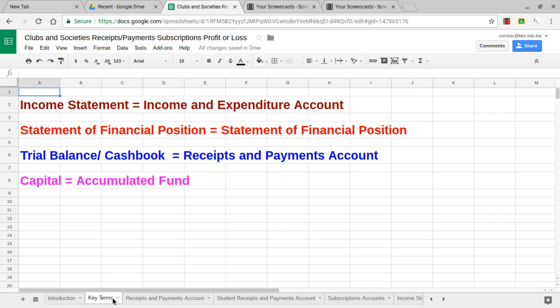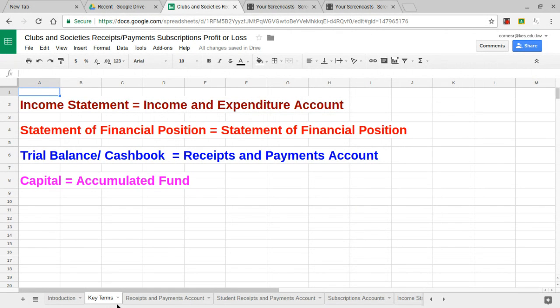A few key terms because you're new to clubs and societies. We don't use the same terms for our financial statements. We do for some of them, but not for all of them. So the income statement, we're now going to call an income and expenditure account, but to all intents and purposes, it's an income statement. Statement of financial position, nice and easy. We're going to call that a statement of financial position. The trial balance strict cash book is a bit of a strange one. That's replaced by the receipts and payments account that I'm going to show you very shortly.